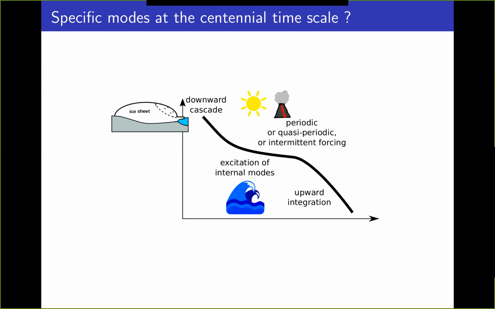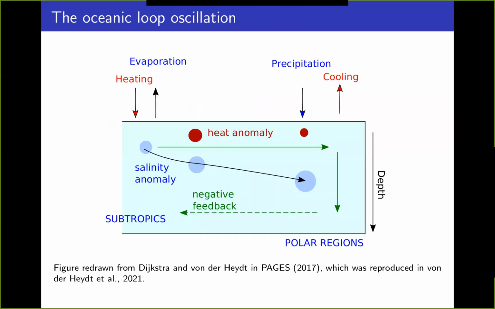And a very simple way to generate centennial variability is the so-called loop oscillation. And again, I insist this is not my figure. This is redrawn from Henk's figure. They published them in the PAGES special issue. And it was reproduced in a review last week.